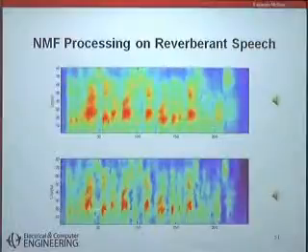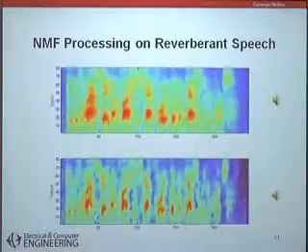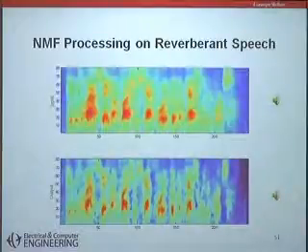Okay, this is an example of applying this processing in the magnitude domain and in the gammatone filter domain. This is the reverberated sequence here. We see that applying this processing helps to remove the spectral smearing, and we get sharper, cleaner spectra.